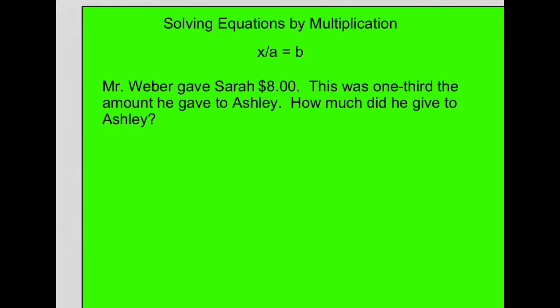So we've been studying math equations, and hopefully you've caught on to some patterns here. When we've had math equations that have had addition in them, we solve them by subtracting. When we had equations that had subtracting in them, we solved them by adding. And most recently, when we had equations that contained multiplication, we solved them by dividing.